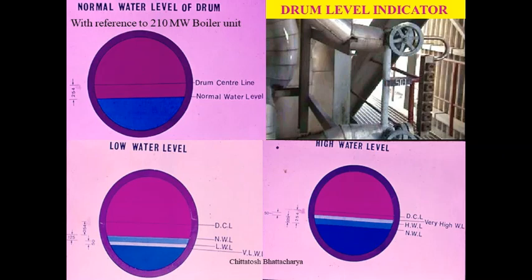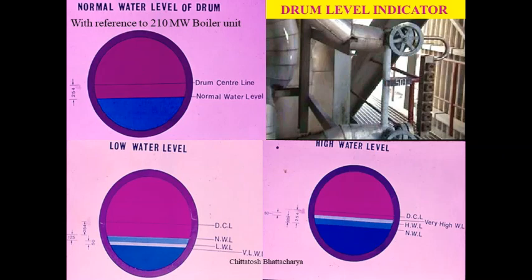Low water level can create starvation in the water walls. By starvation we mean loss of availability of water within the water wall water-steam mixture, and that may burn out the water wall tubes, and it may cause tube leakages. So we have to see how we can safeguard. That's why the tripping arrangement is also there.